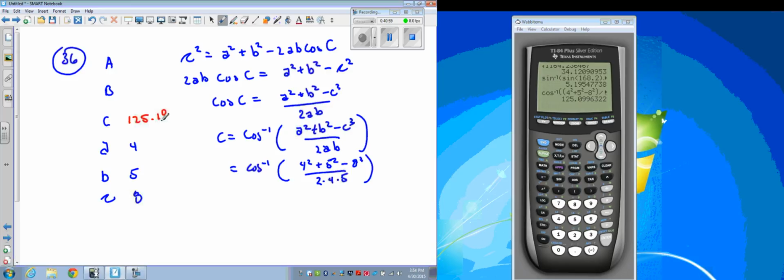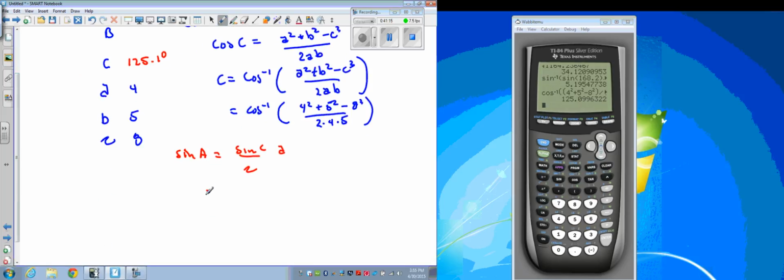Right. So I can do sine A equals, but we're going to have to use sine C over C, and then do this. So it's going to be sine inverse of sine of 125.1 over C, which is 8, times 4.